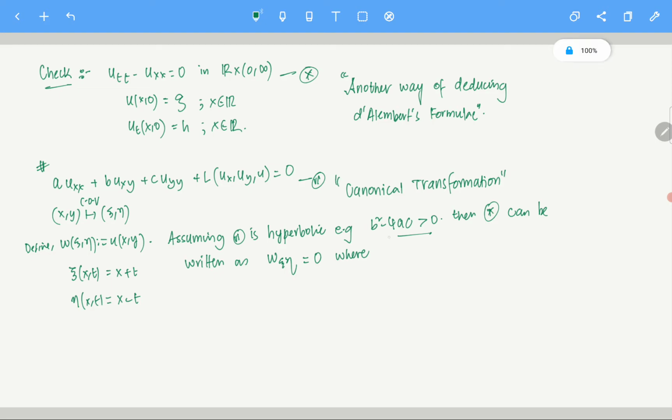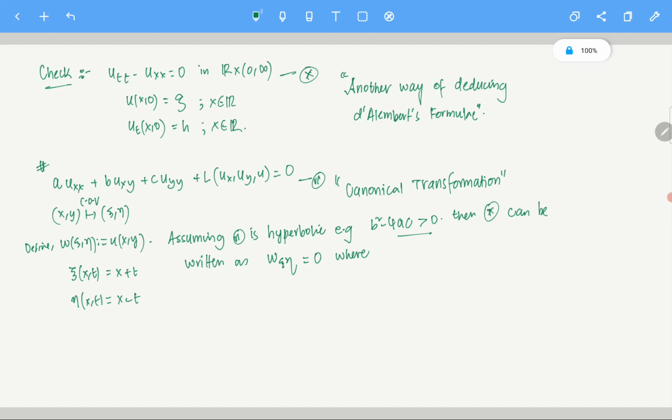Assuming that b squared minus 4ac is greater than 0, the problem is hyperbolic. In our case, star, b squared minus 4ac, c is 0, right? And a, b is minus 1, 1. So minus 4ac is of course positive. So the star is hyperbolic.